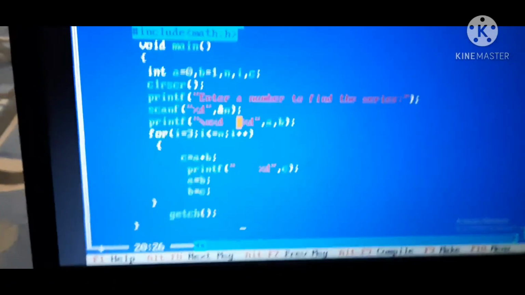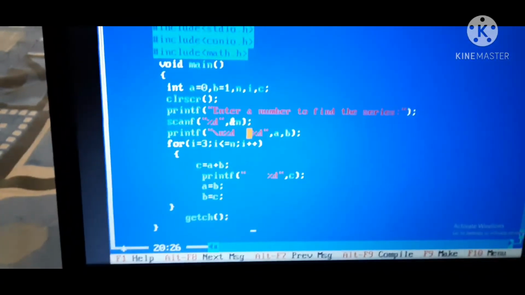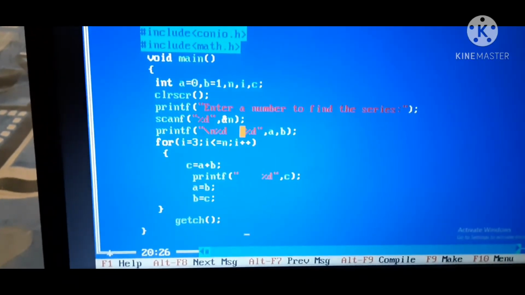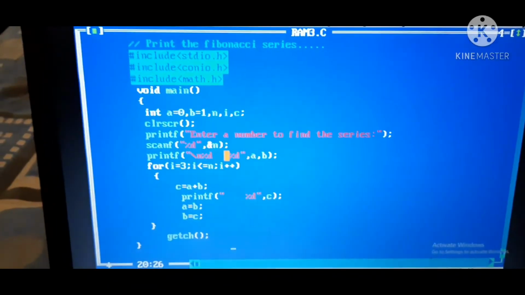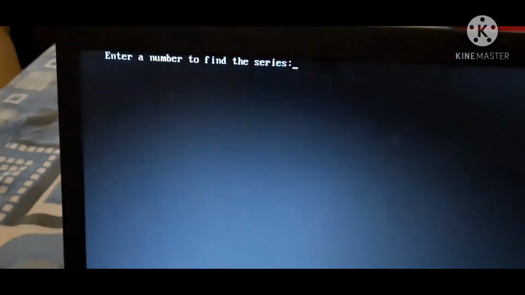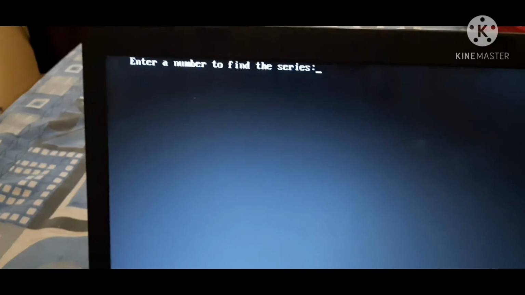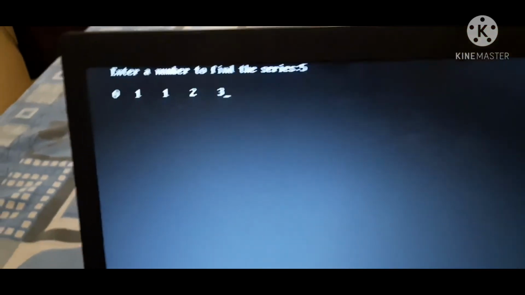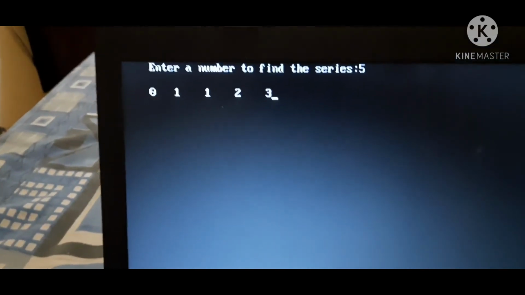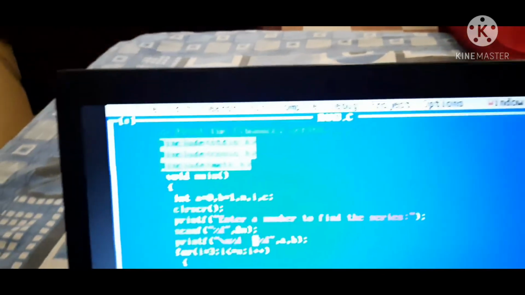So that is the whole program that I wanted to discuss with you. That is the main program. So now run the program. Firstly, compile the program. For compilation Alt plus C, so success. After that, running. Enter the number to find the series. I write here 5. The compiler gives me the output 0 1 1 2 3, which is what we wanted to find.